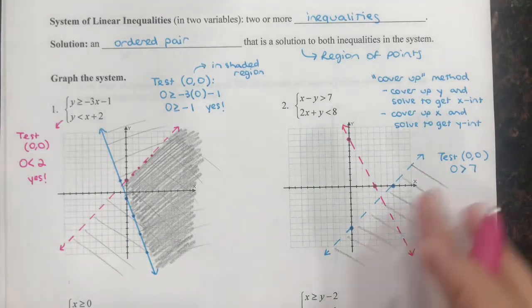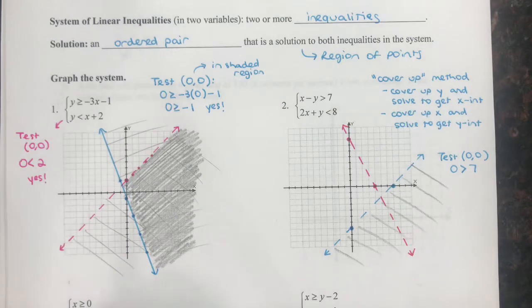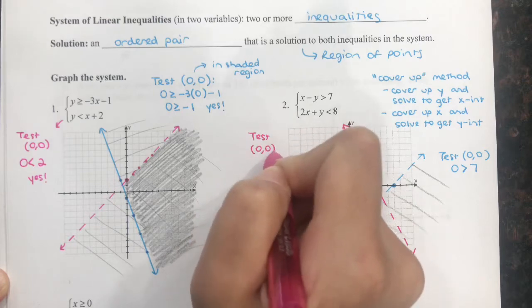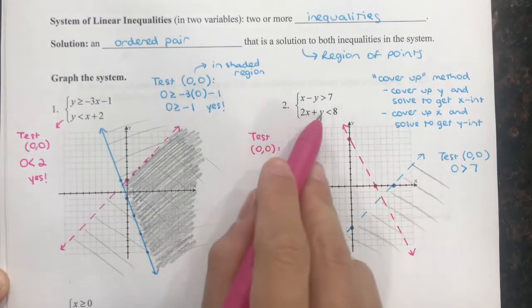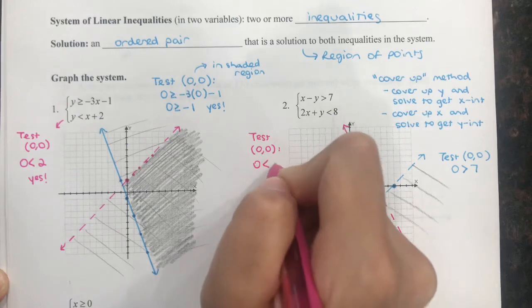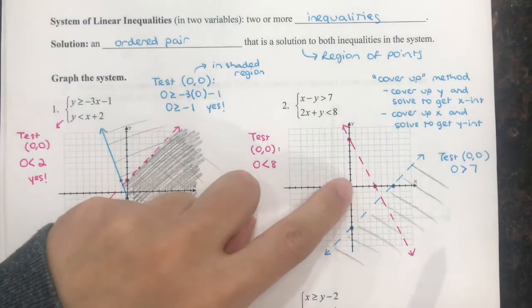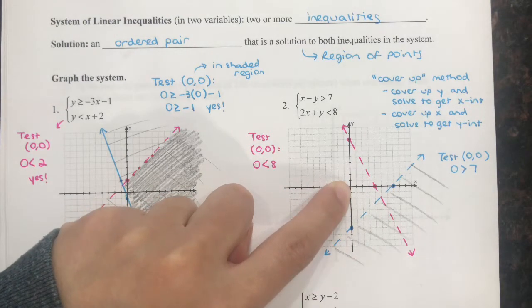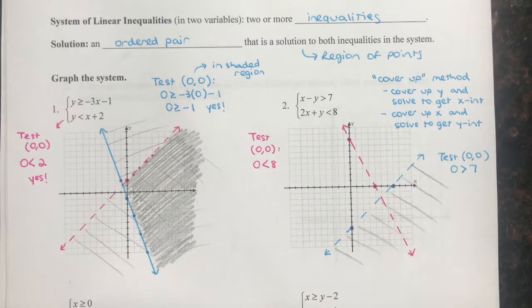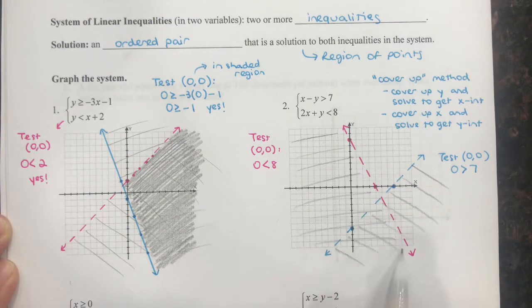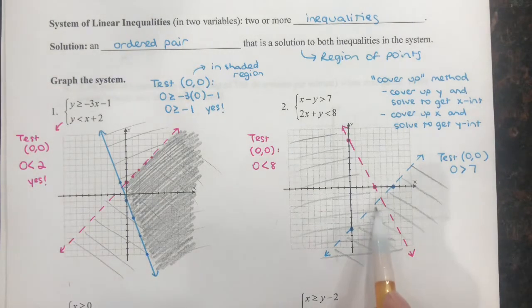I like to ignore the blue stuff, try to pretend like that isn't there. And we're going to test 0, 0. Plugging 0 in for both of these gives me just 0 is less than 8. And this is a true statement. So we want to look and see, okay, 0, 0 is on the left of the pink dotted line. So I'm going to shade to the left of the pink dotted line. And we see that our overlapping region is in the bottom section here.